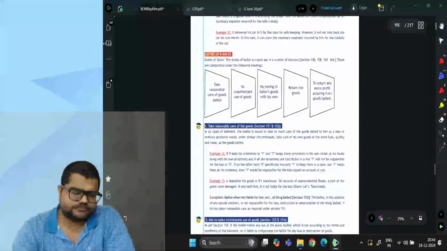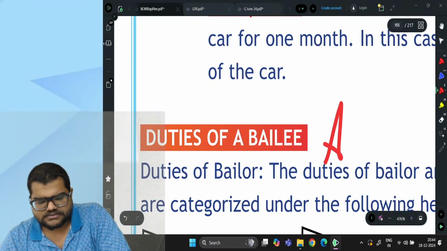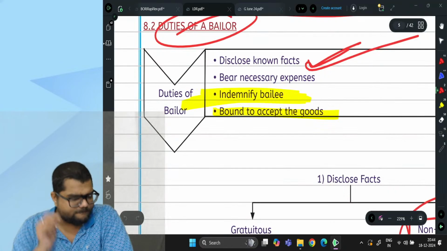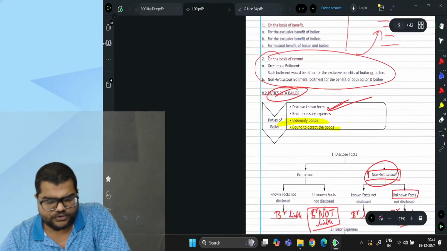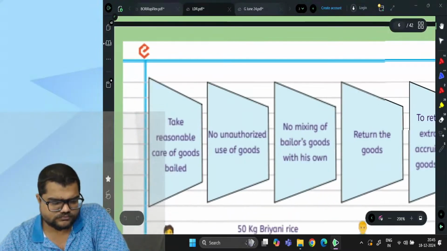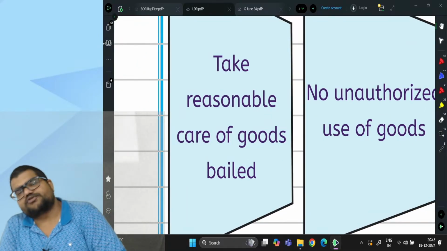Next one. Duties of bailee. Important. Please mark it important. Duties of bailee, very important. Here we are. The first one: take reasonable care of goods bailed.